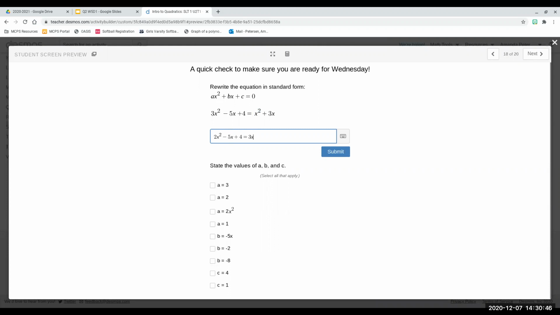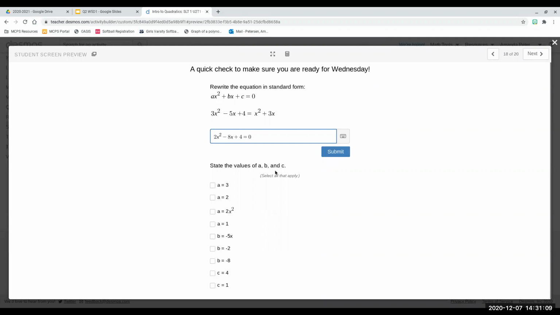I'm still not ready yet because I still have a 3x on the right-hand side and I need that to be a 0. So I'm going to subtract 3x from both sides, which then gives me the 0 I want. And I can now simplify negative 5x minus 3x to be negative 8x.